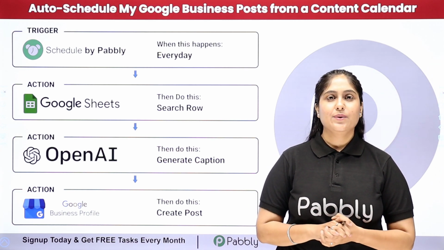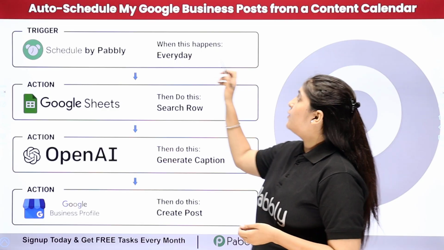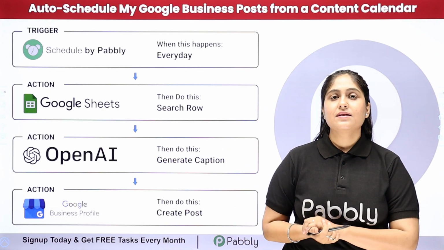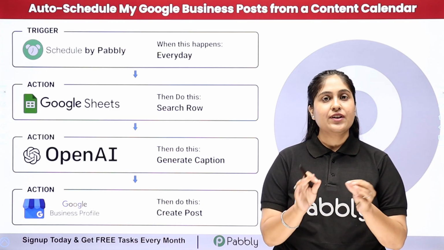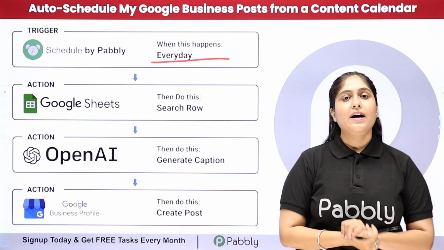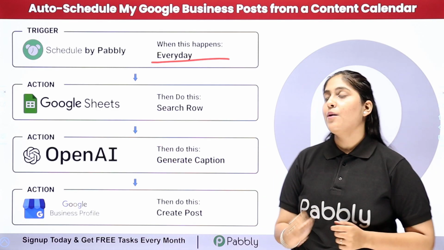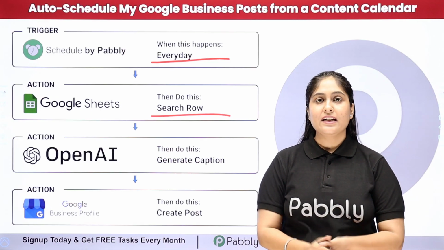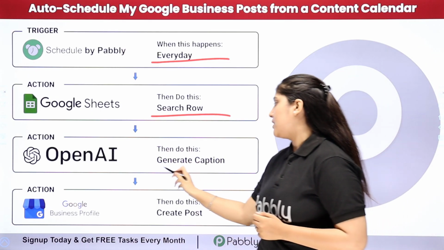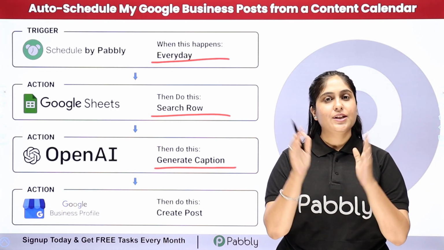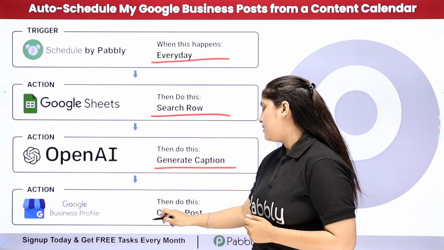In this video, we are going to understand how to auto-schedule my Google business post from a content calendar. So here as a business owner, my objective is that every day at a specific time, my workflow should get triggered and automatically it should search for the content from my Google Sheet. And after searching for the content idea, automatically it should generate the content using OpenAI. And after generating the content, automatically that should be shared as a new post on my Google business profile.